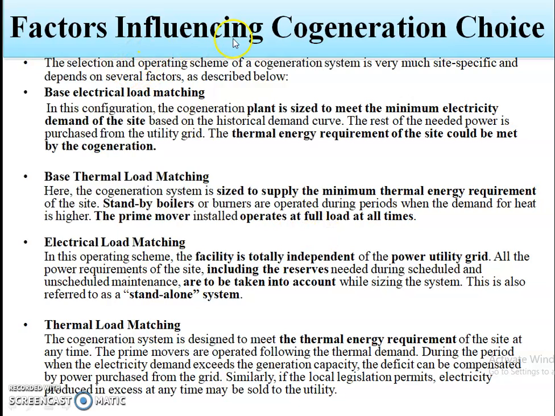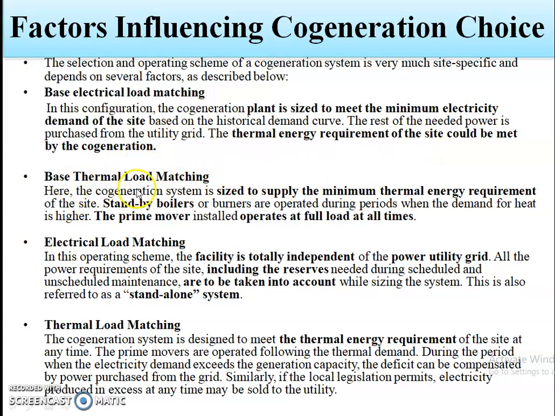From the factors influencing the cogeneration choice, first of all, we should discuss basic electrical load matching, base thermal load matching, electrical load matching, and finally thermal load matching. In basic electrical load matching, in this configuration the cogeneration plant is sized to meet the minimum electricity demand of the site. Based on the historical demand curve, the rest of the needed power is purchased from the utility grid. The thermal energy requirement of the site could be met by the cogeneration.